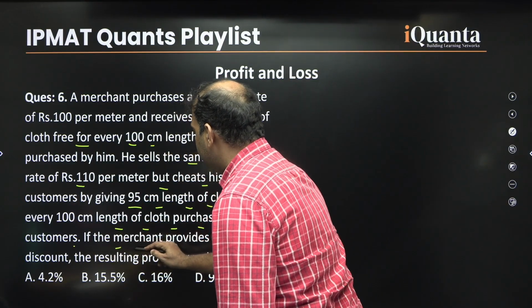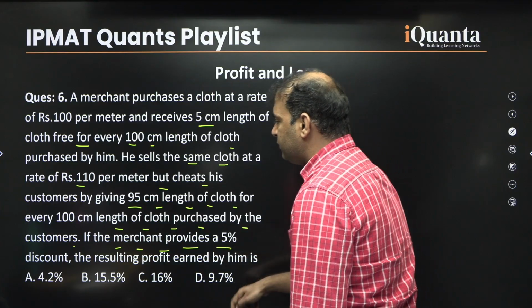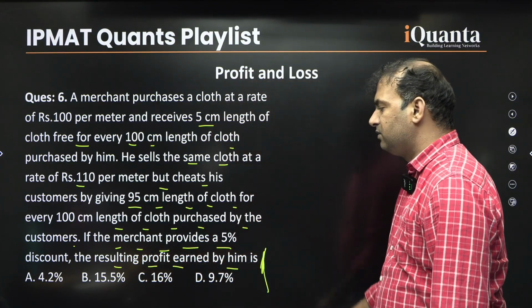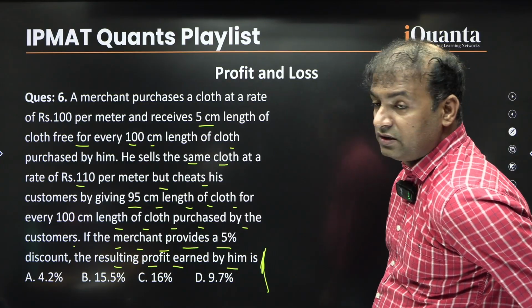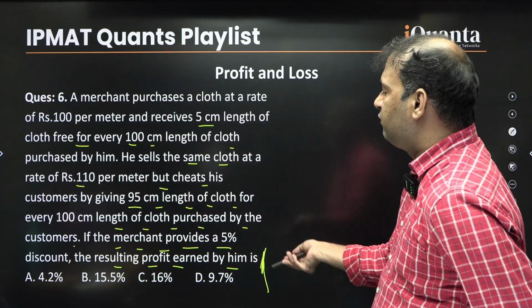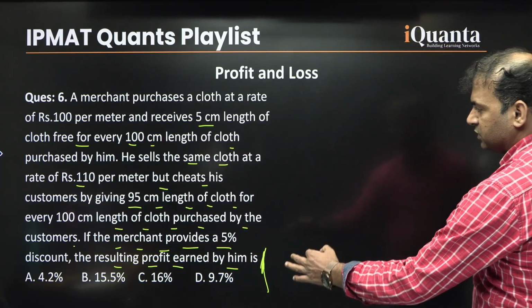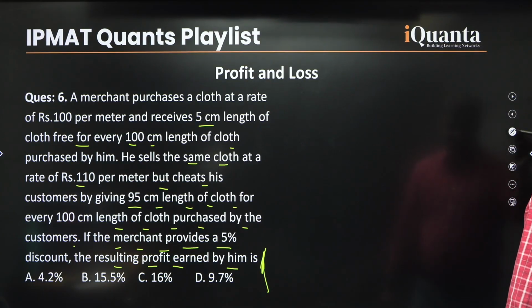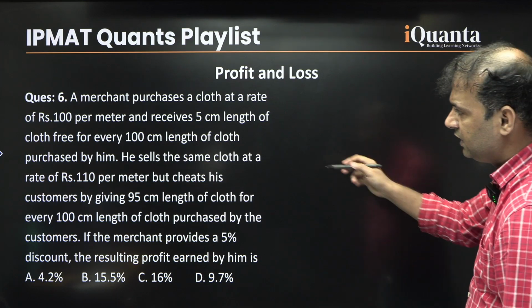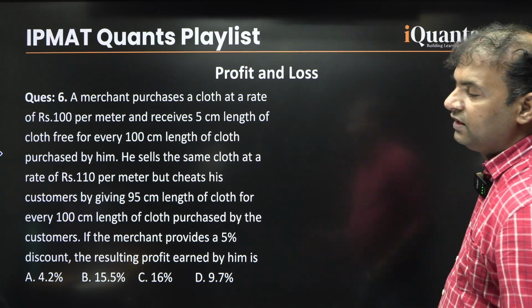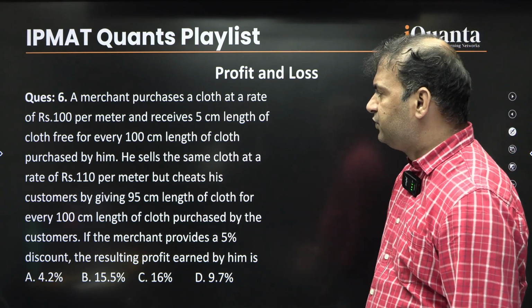Okay, if the merchant provides a 5% discount, the resulting profit earned by him is, right? The merchant provides a 5% discount. Then we have to find the resulting profit earned by him, right? Okay, all the options are in percentages. Again guys, some values are given, all right? You can see that some values are given, like the cost price and selling price is already given. So we don't have to assume the cost and selling.